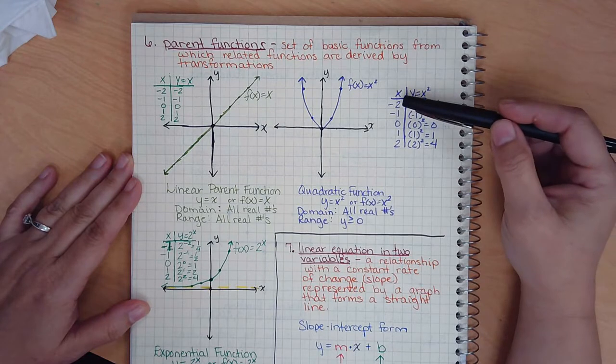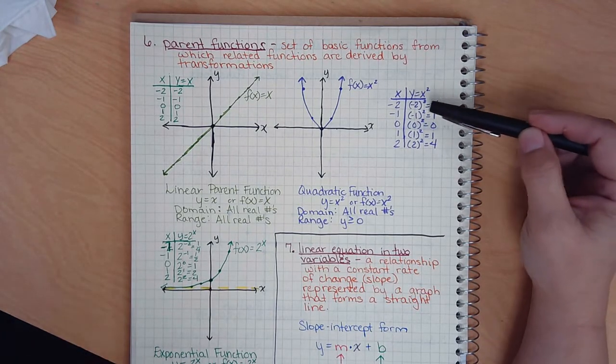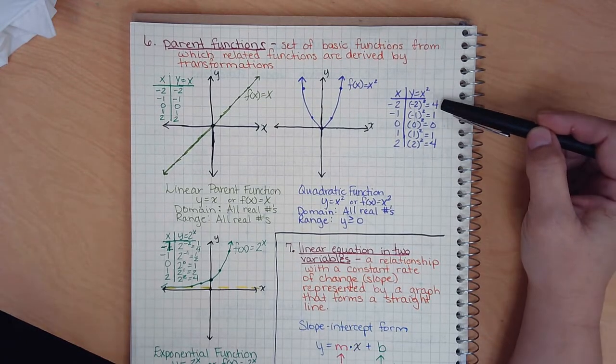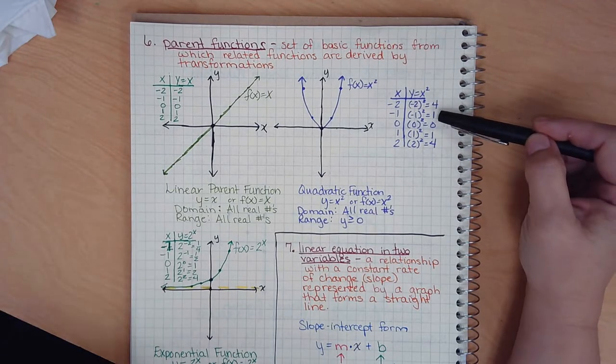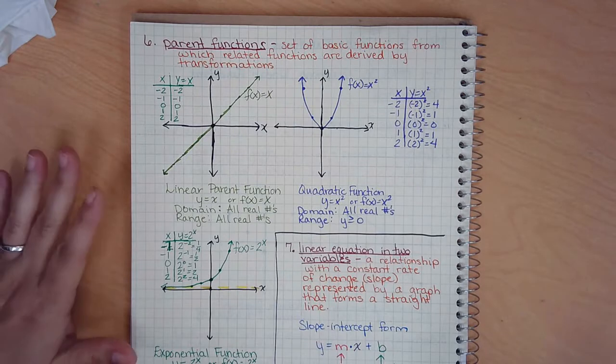A quadratic function is y equals x squared or f of x equals x squared, and in that case each one of our x's would be multiplied times itself and give you a positive answer. So -2 squared would be -2 times -2, which is +4. -1 times -1 is +1. 0 squared is 0, 1 squared is 1, 2 squared is 4.